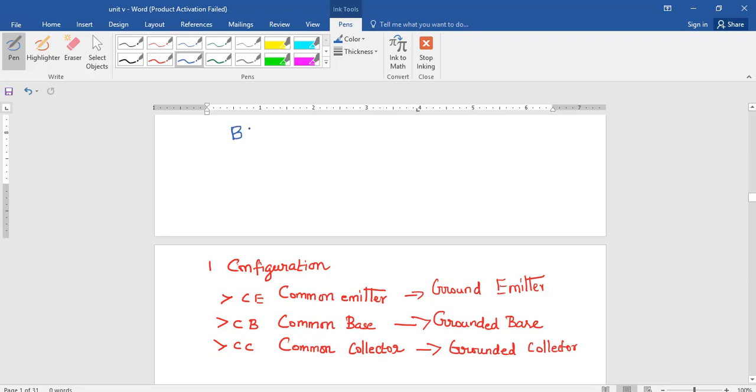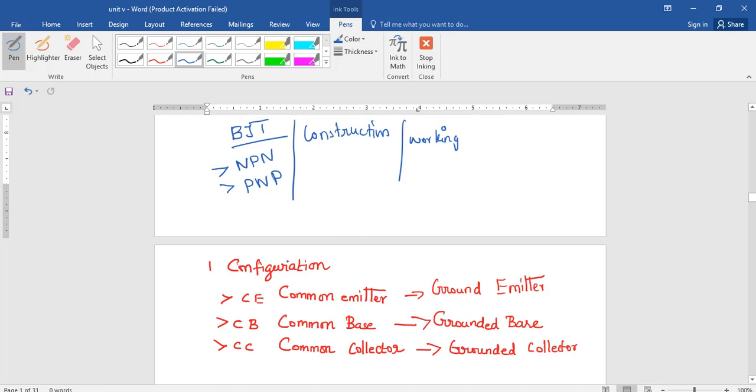In the last video we have seen what is a BJT. BJT stands for bipolar junction transistor. Then types of BJT, NPN and PNP transistor. Next its construction and then working.